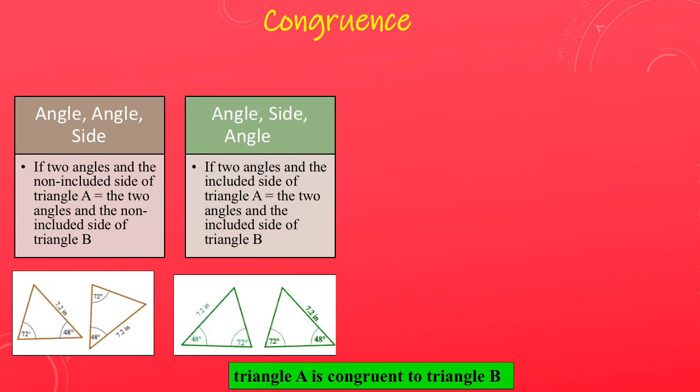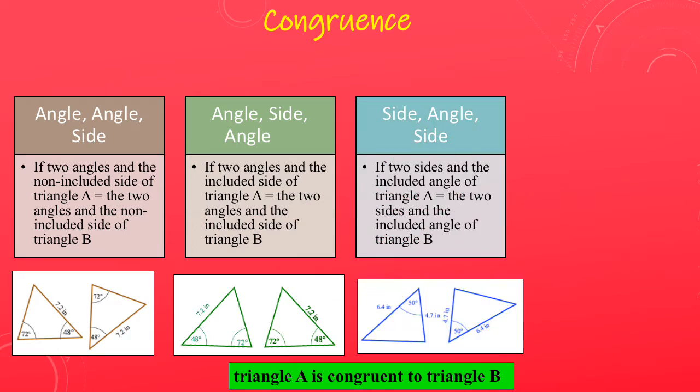We then move to angle, side, angle. If two angles and the included side of triangle A are equal to the two angles and the included side of triangle B, then triangle A is congruent to triangle B.